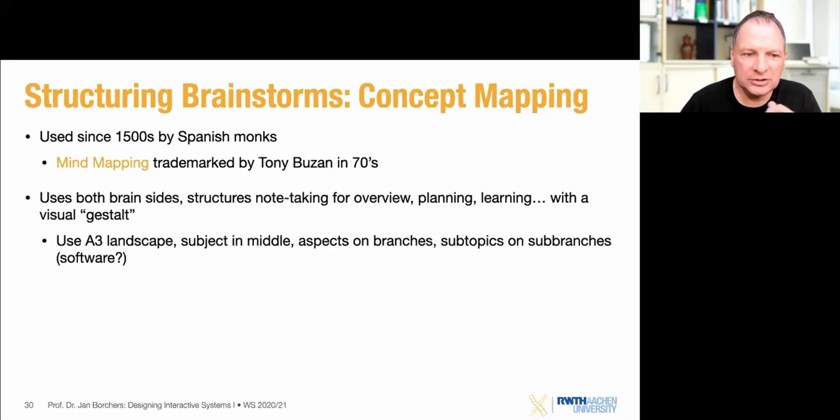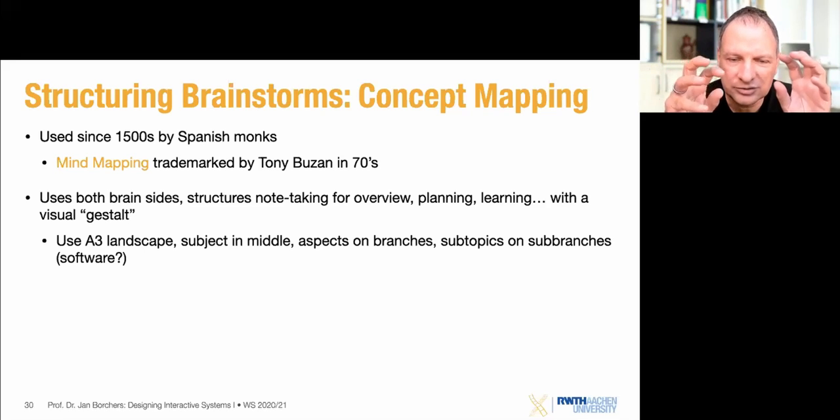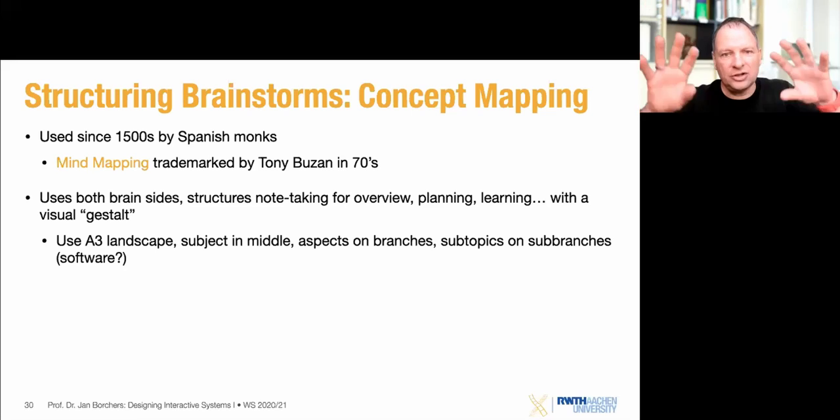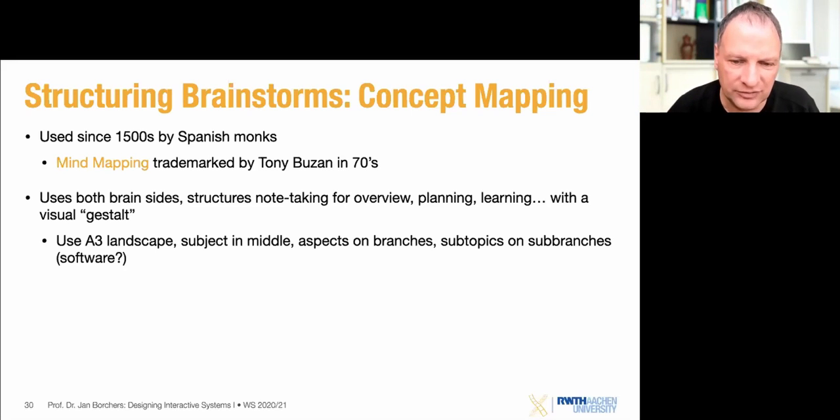If you do this on paper, you would use an A3 piece of paper, so a big one. You would put the topic of your brainstorming session in the middle of your concept map. And then you would put different branches out from the center. Each of these branches would be one aspect of the ideas that you've generated. So maybe you've created some ideas of particular users, some ideas around particular devices, or some ideas around particular tasks or locations. So you'd group it like this. And then beyond those, there would be subtopics on sub-branches of this.